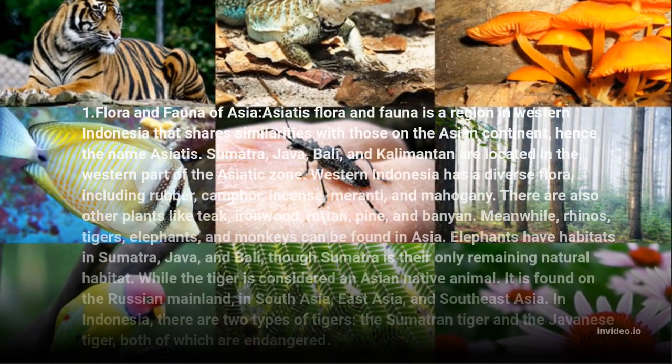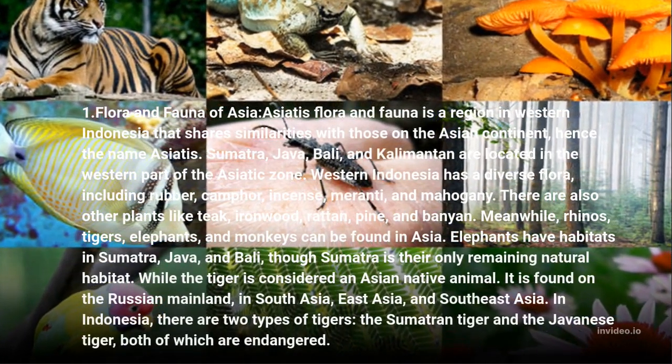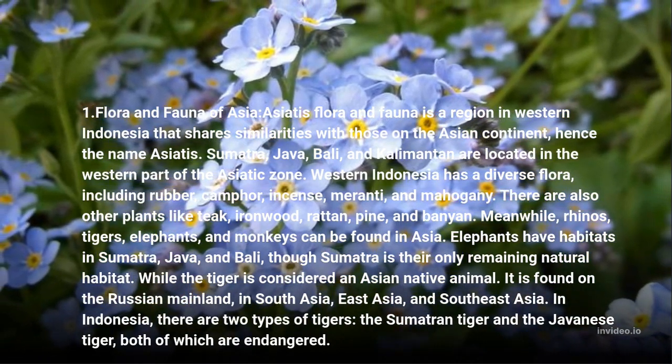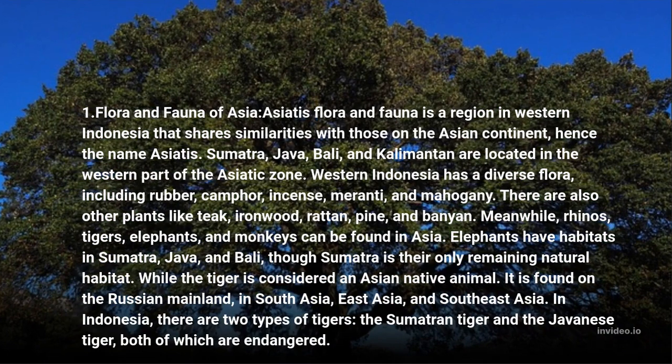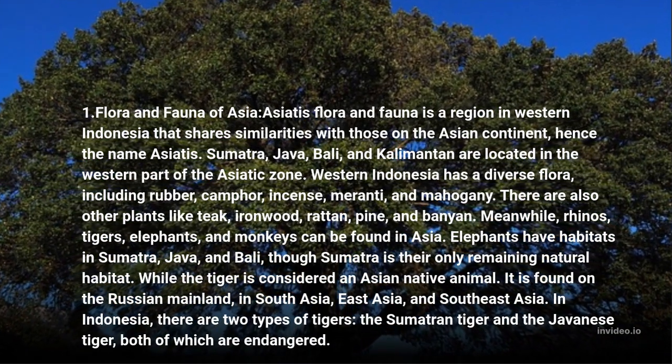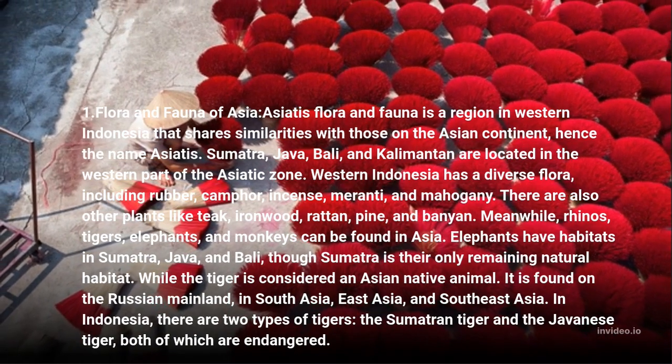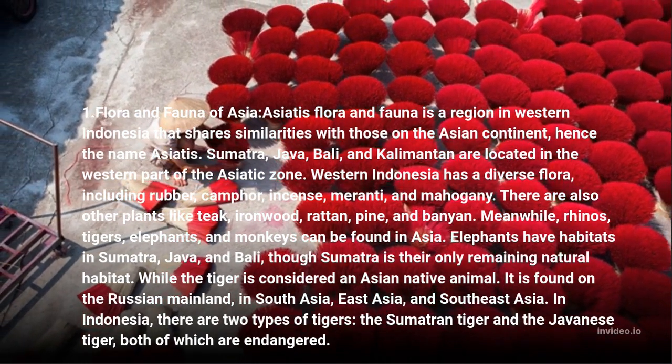Number 1. Flora and fauna of Asia. Asiatis flora and fauna is a region in western Indonesia that shares similarities with those on the Asian continent, hence the name Asiatis. Sumatra, Java, Bali, and Kalimantan are located in the western part of the Asiatic zone.